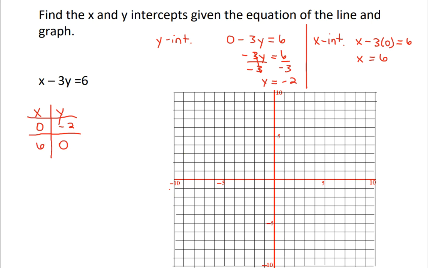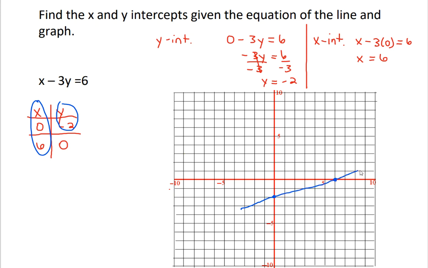So now I'm going to plot these 2 points on my graph. 0, -2. So this is my Y-intercept at -2. So on my y-axis, I go down to -2. And then my x-intercept is 6. And then again, I just connect those 2 points.